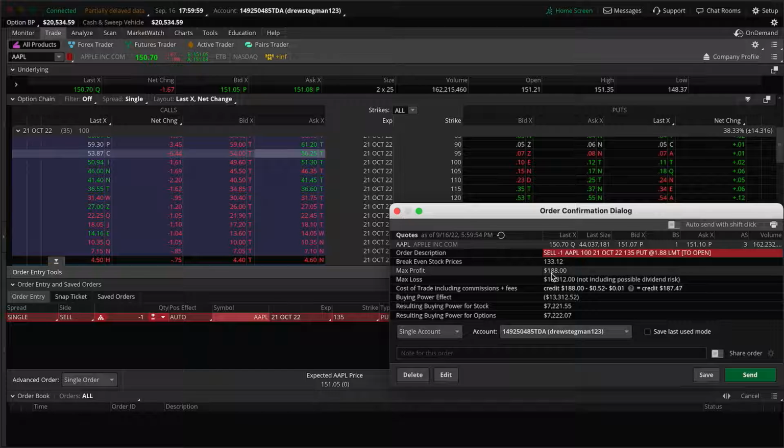But you'll see it already defines your max profit on this trade. Your max profit in this case will be the premium you receive from selling to open that put option, which is $188, and then the max loss would be $13,312.